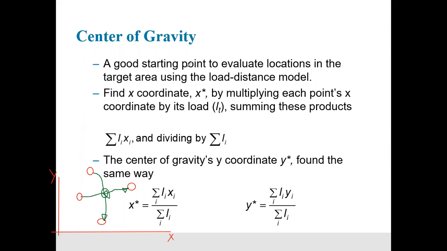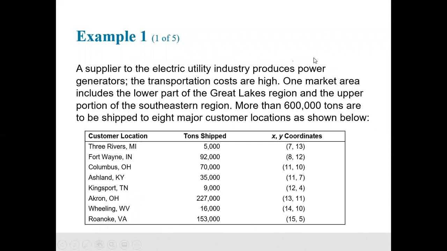Let's look at an example of how you'd go about using the center of gravity approach to answer a question. Let's clear this drawing. And now let's go to, I believe we have an example here. The example in the textbook reads that a supplier to the electric utility industry produces power generators. The transportation costs are high. One market area includes the lower part of the Great Lakes region and the upper portion of the southeastern region. More than 600,000 tons are to be shipped to 8 major customer locations as shown below.